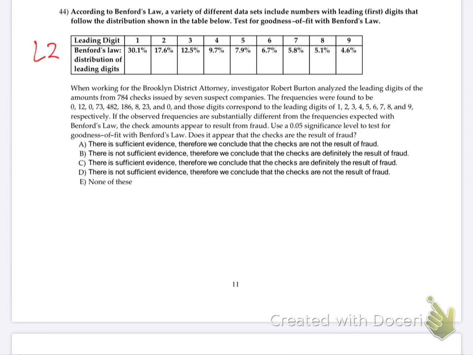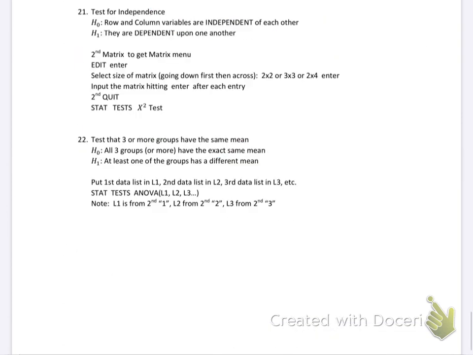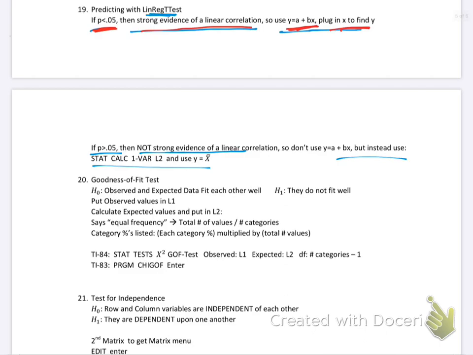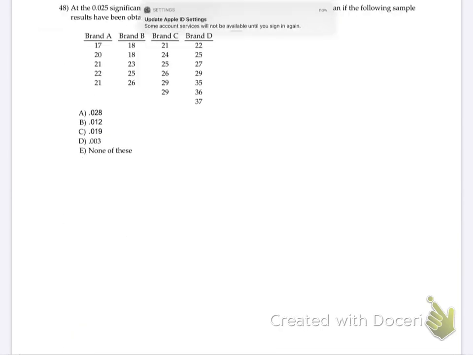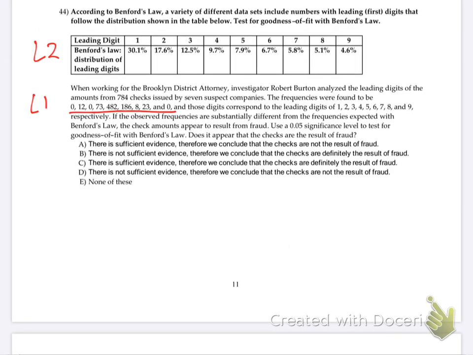This is actually L2 here, and these are L1 there, aren't they? It's vice versa. How do you know? Well, if you look on the final exam notes, where is it? Goodness of fit. Observed values go in L1, and the calculated stuff has to go in L2. Observed in L1, expected, which come from calculation, in L2. So you got to be careful there. That order matters. So these L2, I'm going to calculate. These numbers calculated will go in L2.